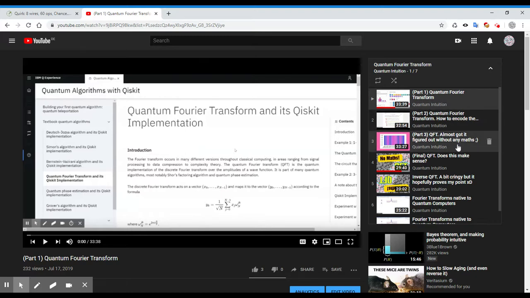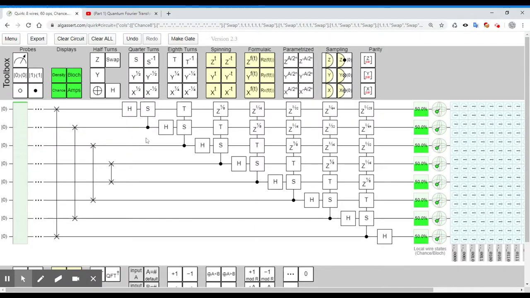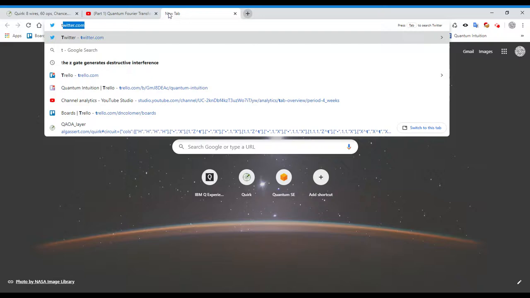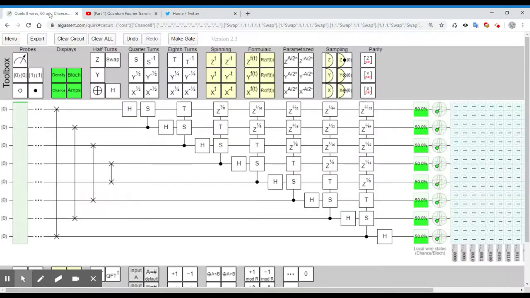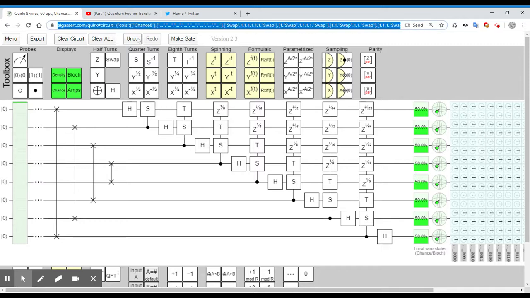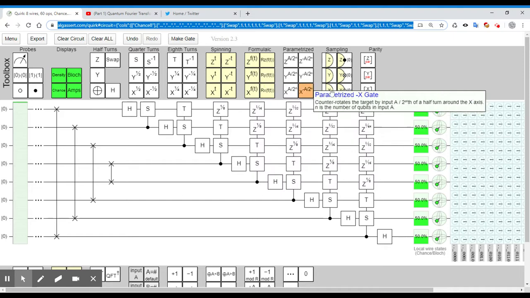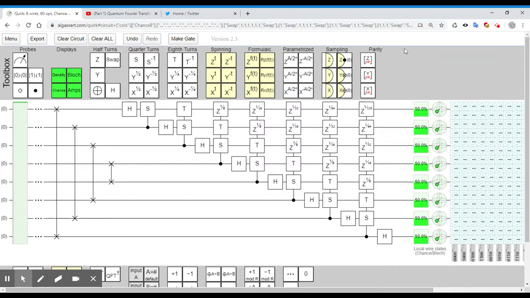how to encode a QFT, almost got it. QFT, does this make sense? Now, I have to admit I'm still confused with one thing, and I'll probably tweet that, but it seems like Craig and some people call the QFT, the quantum Fourier transform, the algorithm that takes you from a frequency space.